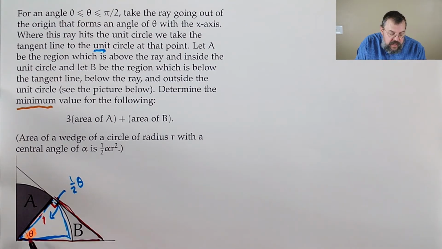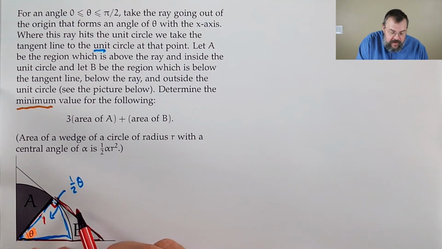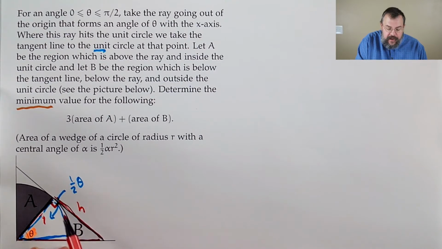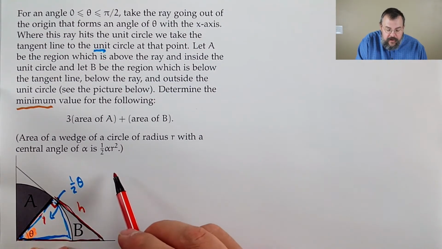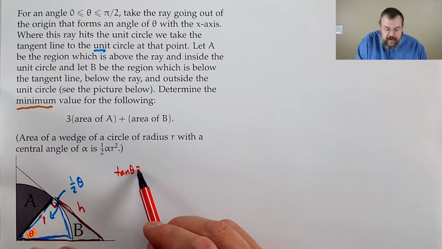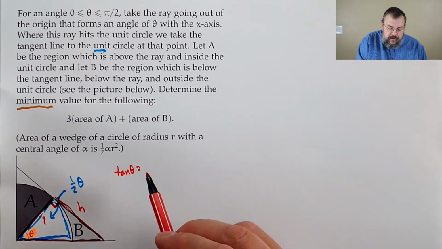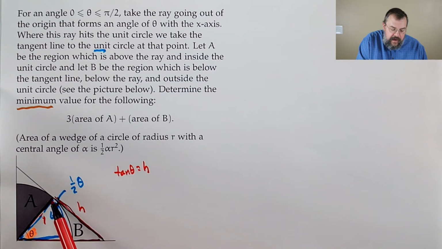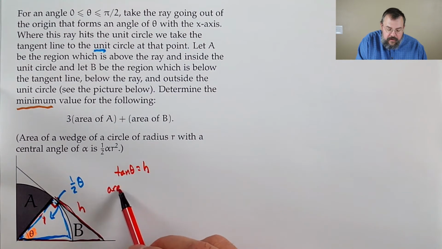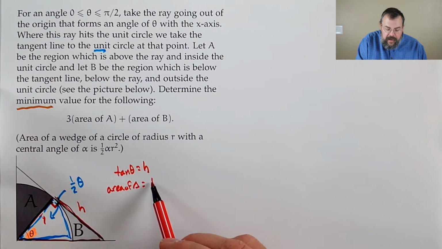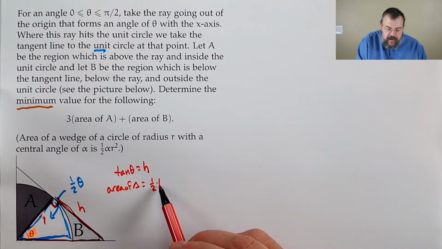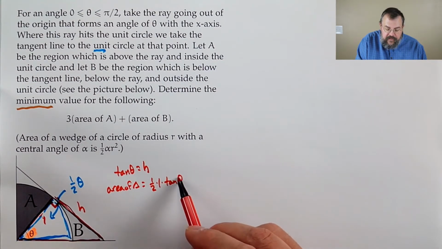So, I have an angle, I have the adjacent side, and I'm after the opposite side. What connects all these pieces together? The tangent. Let's call this opposite side h, for the height of this right triangle we're forming. So tangent of theta is equal to the opposite over the adjacent, which is h. So the area of this triangle is equal to 1/2 times the base, which is 1, times the height, which is tangent of theta.